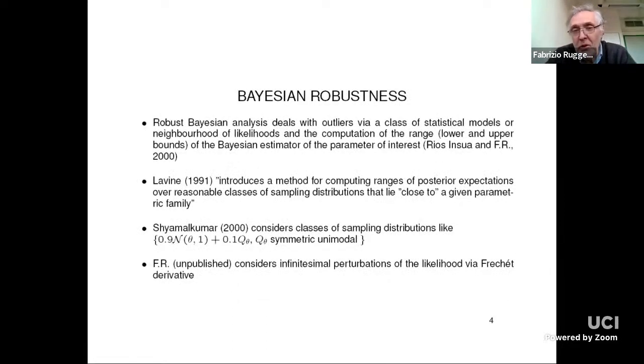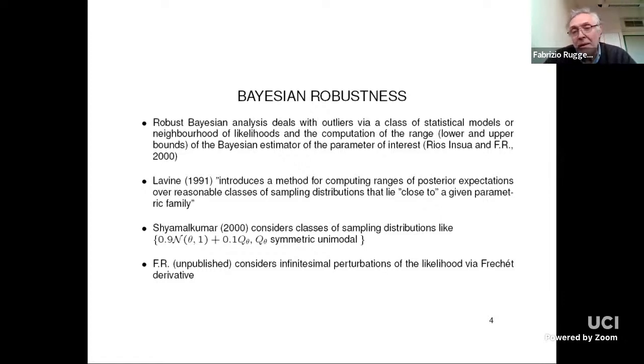Then there is one of my favorite topics, Bayesian robustness. In the case of sampling models or likelihoods, we have to deal with outliers, in this case with a class of statistical models or neighborhood of likelihoods, and then the computation of the range, lower and upper bounds, of the Bayesian estimator of the parameter of interest. This was the typical approach of Bayesian robustness. There are some results in these directions. I shall mention a couple.